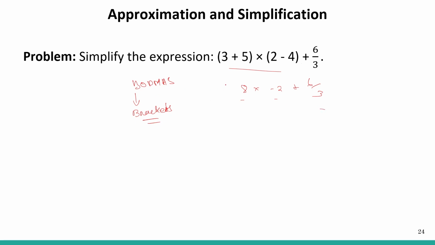Then we go for division. So is there any division? Yes, there is a division available. So 8 into minus 2 plus, so this will be 2, right? Because 3 into 2 is equal to 6. So then division is done. Then we go for multiplication. Are there any? Yes, there are. So it will be minus 16, right? Plus 2.